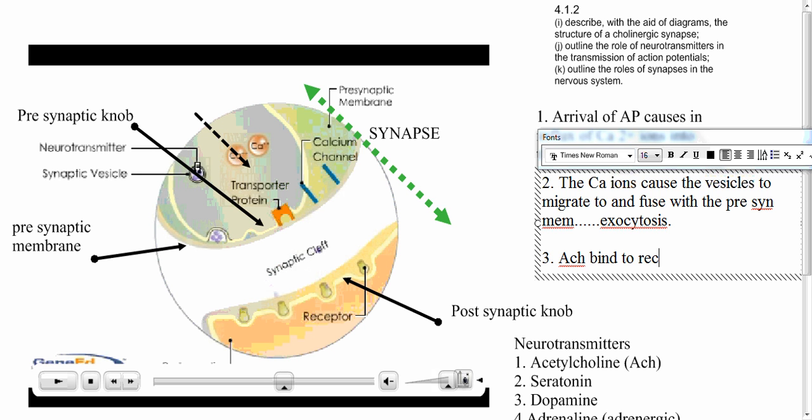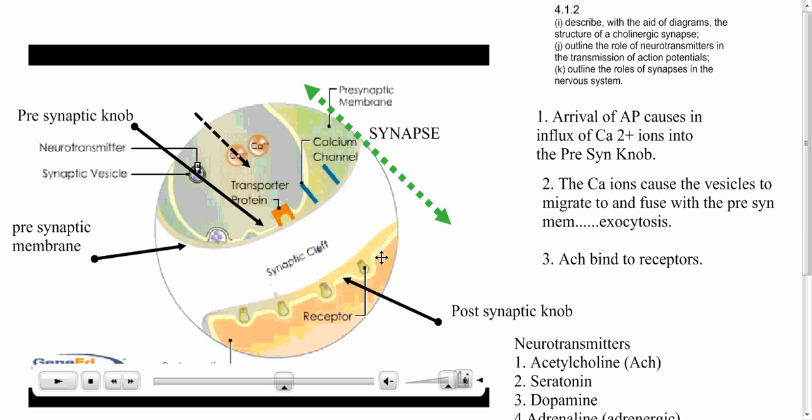bind to the receptors. Now, similar to stuff you've come across in year 12 before, these receptors have a specific shape. So these are acetylcholine receptors, so they will only bind with acetylcholine molecules. They won't bind with serotonin, dopamine, or adrenaline. So they are what we call specific, and that's a really important word for you. I'm just going to pop that at the top.